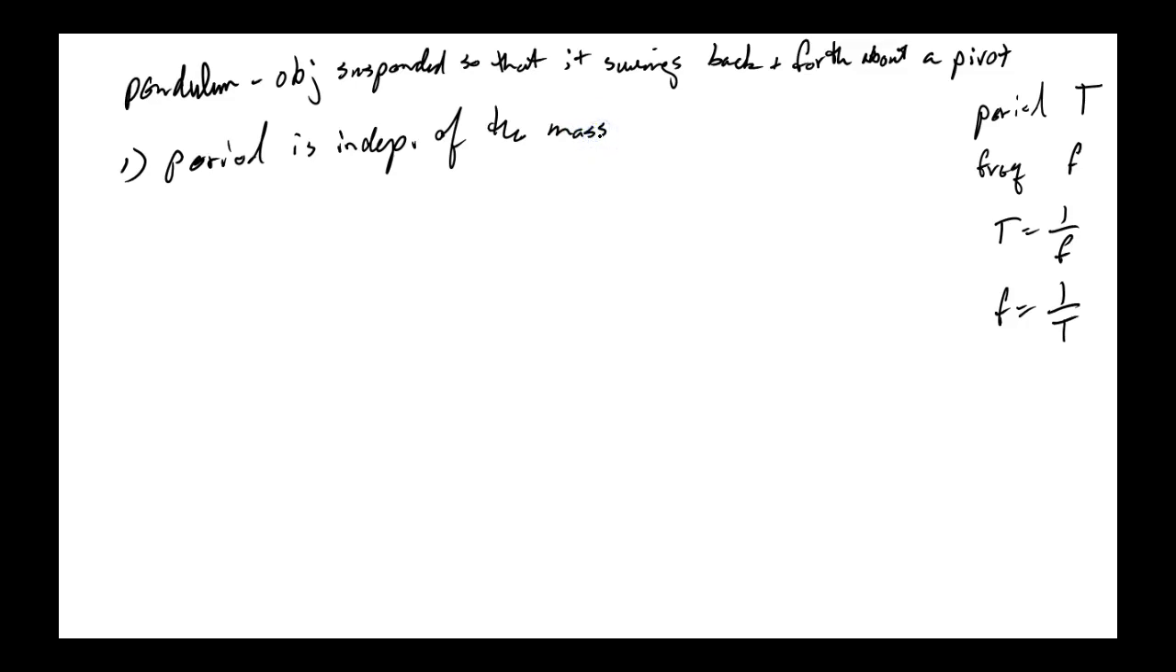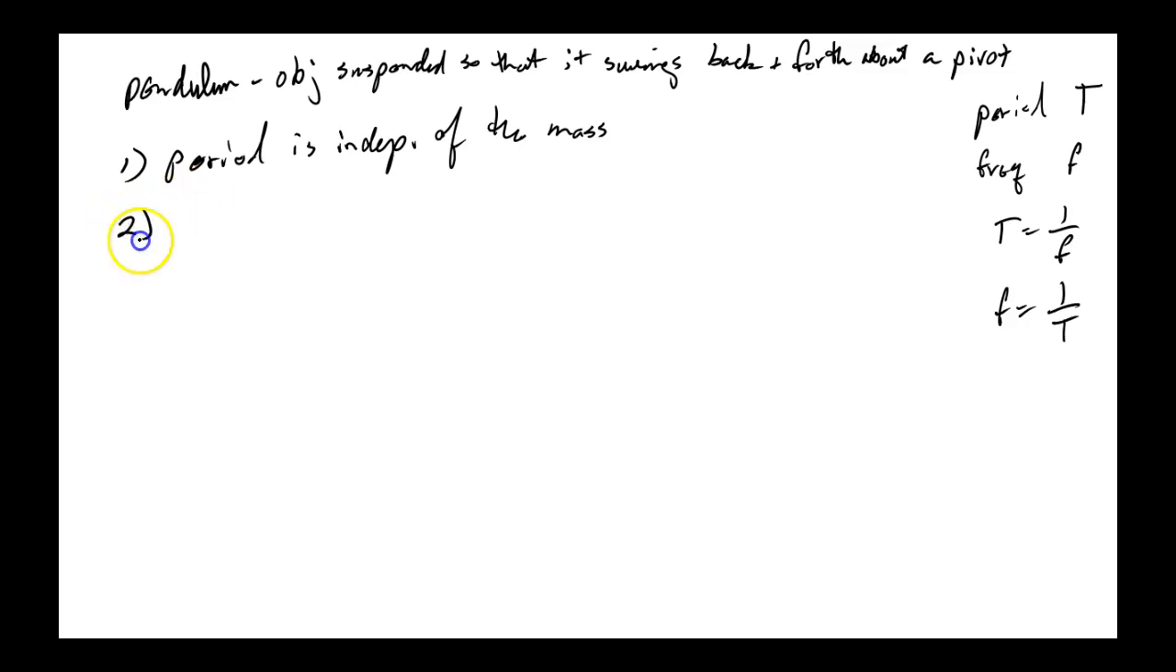Now, wouldn't it seem like if you put a heavier mass on there, that would change the rate at which it swung? It does not. Okay? It does not. The period is independent of the mass. Okay? Now, air resistance is more affected by the size and shape of the bob than by its mass. That's the thing that messes up a pendulum, is air resistance.